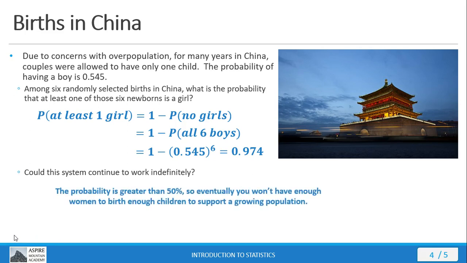Well, the answer is no, it's not going to continue indefinitely, because the probability of having a boy is greater than 50%. So if you just take that on to its logical conclusion, you're going to have more and more boys in time and fewer girls. Well, if you have more and more men and fewer women, eventually you don't have enough women to birth the children you need to support a growing population, to produce that next generation so that your population is not diminishing. So the answer is no, this system would not continue to work indefinitely.